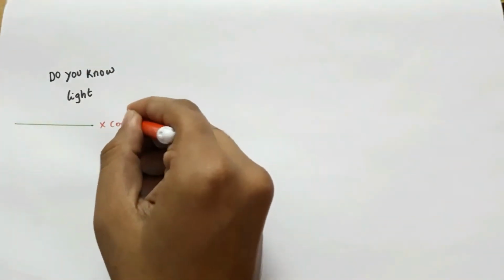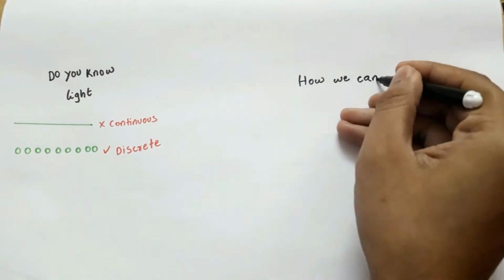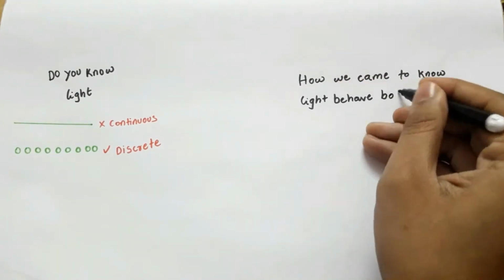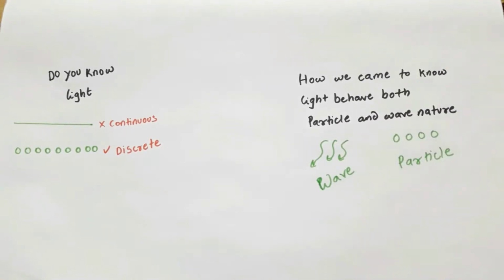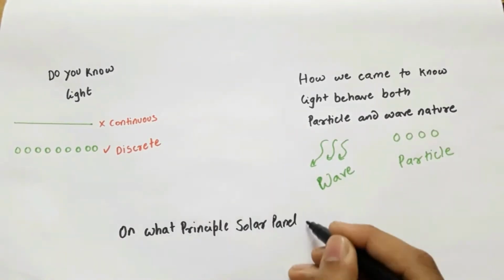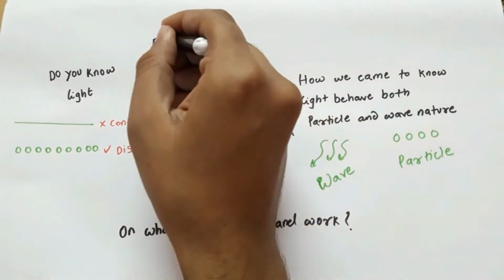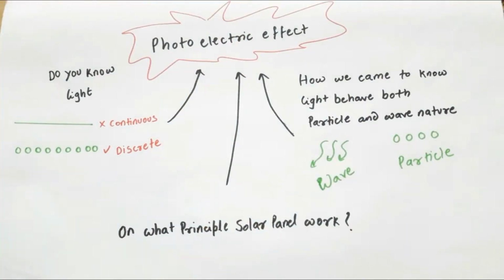Do you know light is not continuous, it is discontinuous and discrete? Have you ever wondered that light has a dual nature, that is particle nature as well as wave nature, and how did we come to know? And on what principle do solar panels work? All these questions have one answer: photoelectric effect.